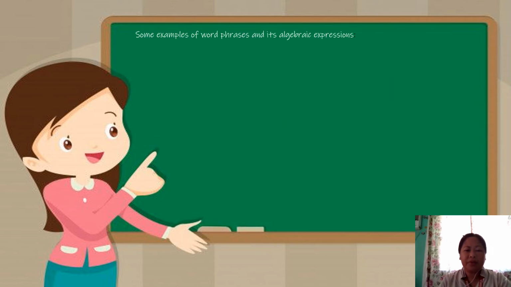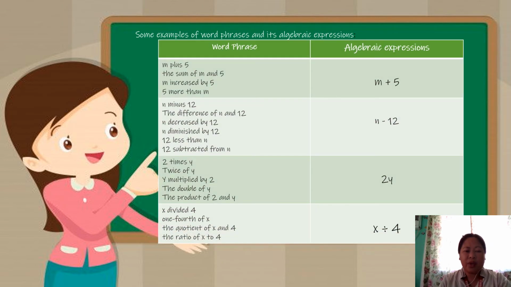Here are some examples of word phrases and their algebraic expressions. The first one: the sum of m and 5, m increased by 5, 5 more than m. The algebraic expression is m plus 5. Next: the difference of n and 12, n decreased by 12, n diminished by 12, 12 less than n, 12 subtracted from n. The algebraic expression is n minus 12.